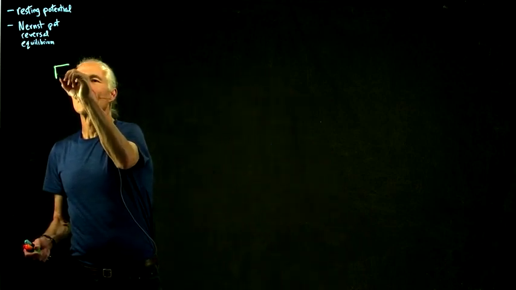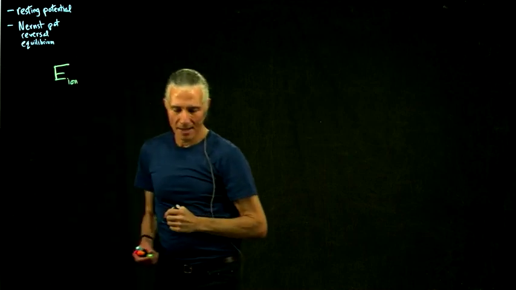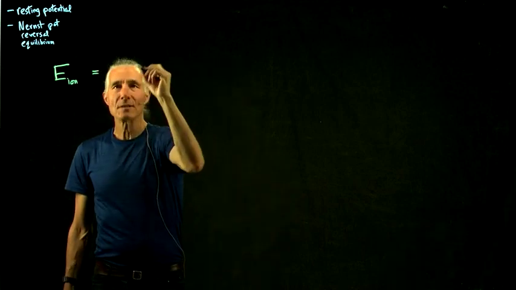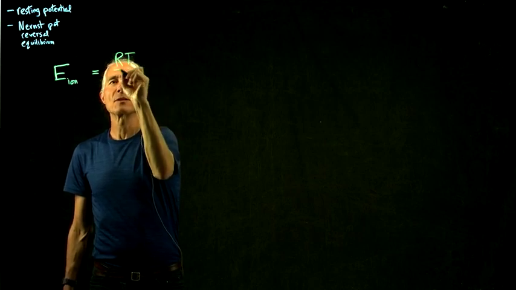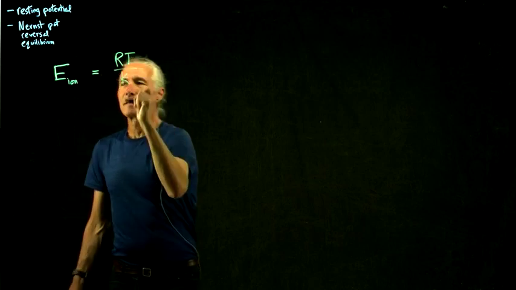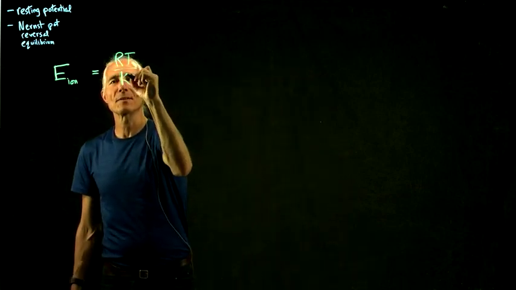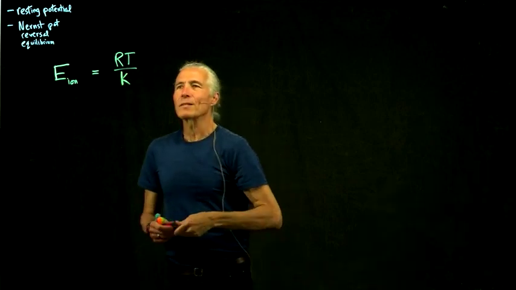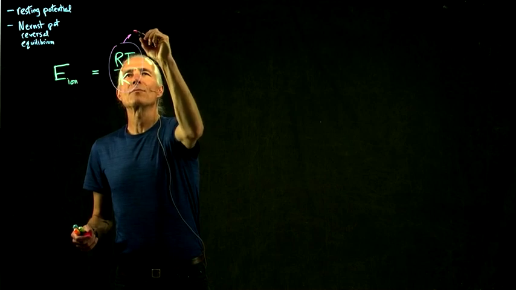So for any particular ion, the equation is first a constant. That's temperature, the ideal gas constant, and a couple other constants. Those are just constants, and if we take those, we can replace them with 26 millivolts.